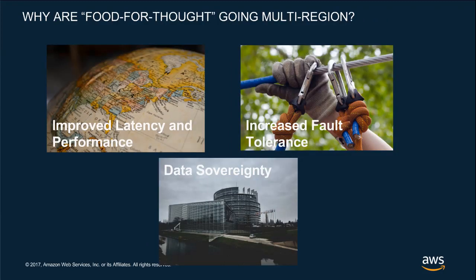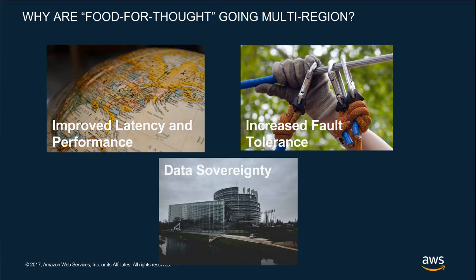So with these great benefits, why would Food for Thought want to go multi-region? Well, first, going from Europe to North America to access the application would include a latency hit. So having the application available in a region close to the customer would allow for improved latency and performance. And as I mentioned, the availability of the application during meal times is critical. So they want to increase the fault tolerance so it's higher than it's possible to do in just one region.